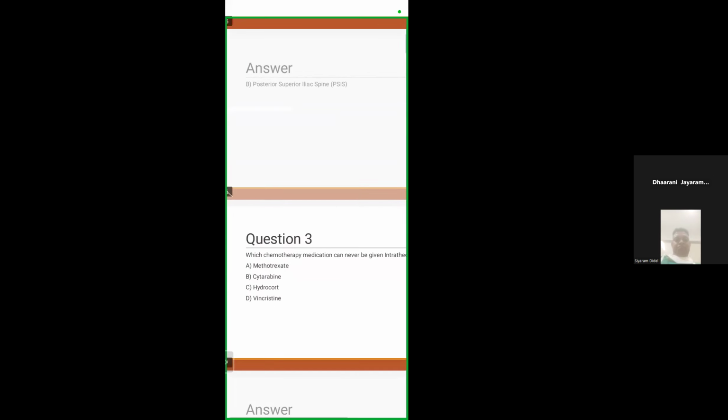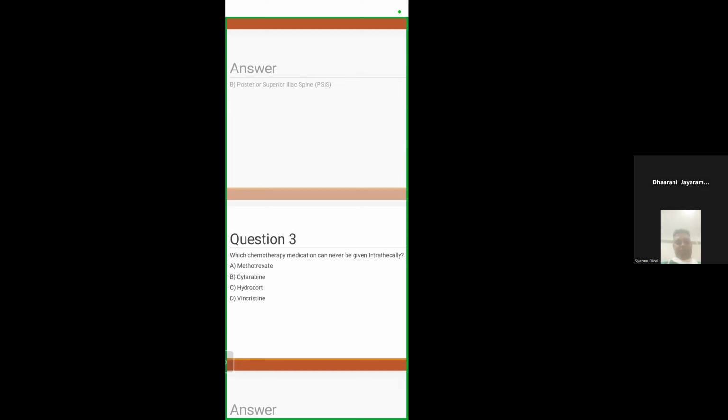So we'll come to this question. Which chemotherapy medication can never be given intrathecally? I know most of you know the answer. Just come on. So we have an answer A and other one is D. Good. So D is the right answer.